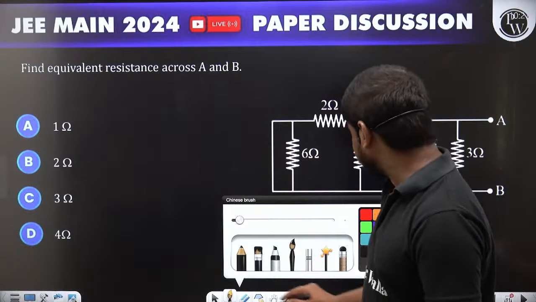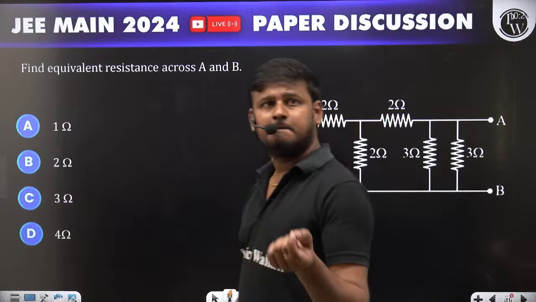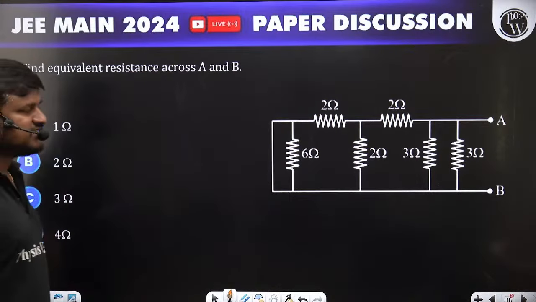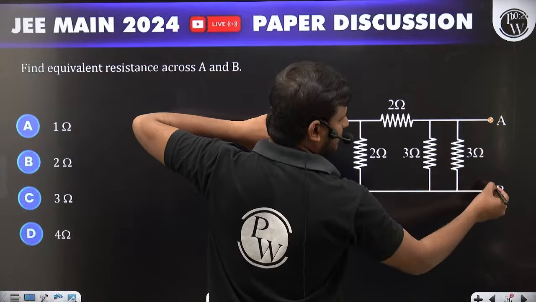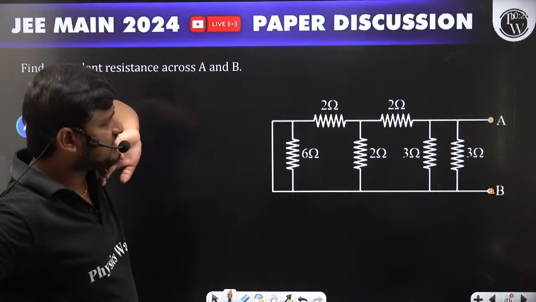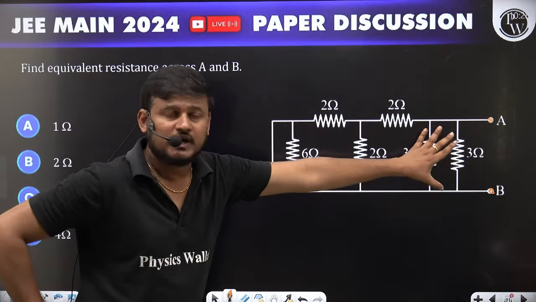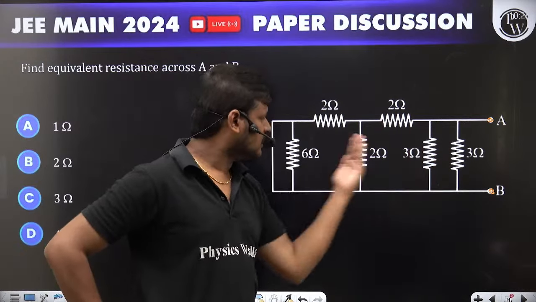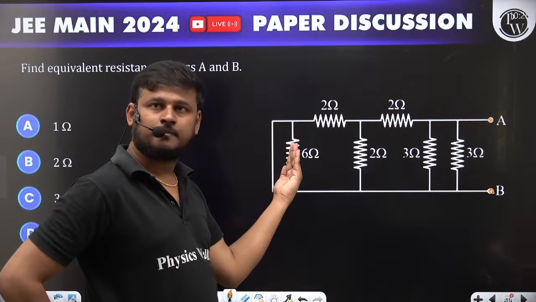Chalo, this question is from current electricity. Again an easy question, just understand the basics of current electricity here. Find the equivalent resistance across A and B points. First, if you see the figure here, this part is fine. So just come to this part. Either you solve it from this side or from this side. Better to solve from here.